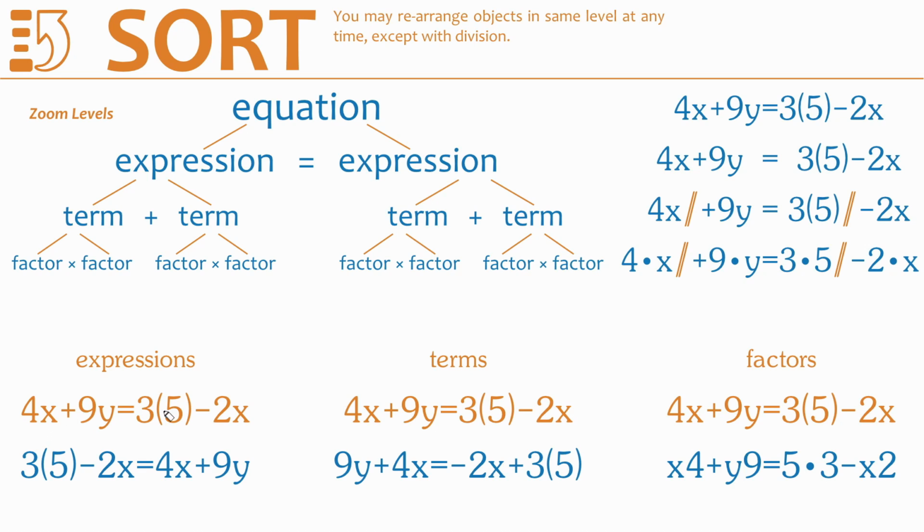So here's our original equation. 4x plus 9y equals 3 times 5 minus 2x. And now, on the equation level, I can sort, I can rearrange, I can reorder my expressions. Obviously, left equals right, so right equals left. That's all I've done here. It's just flip the sides, mirror image. So that isn't all that useful, but I'm just demonstrating you can do it.